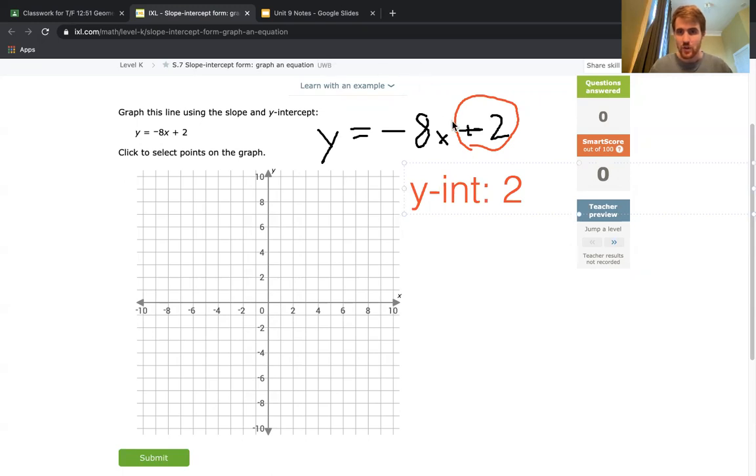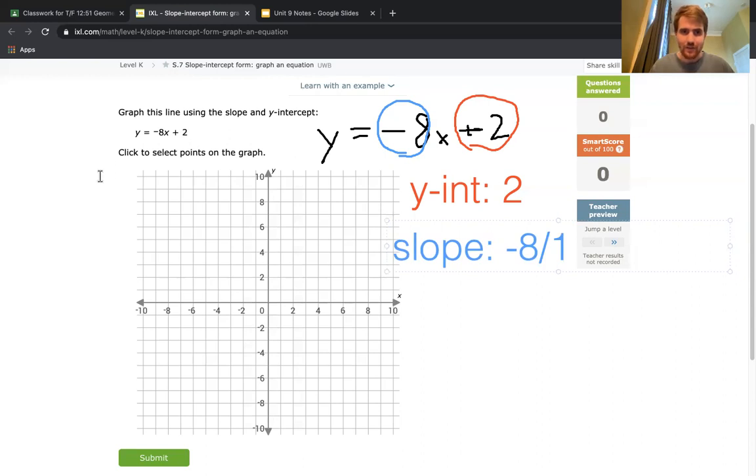And let's find the slope. Let's find the slope. That's the number with the x, negative 8. So we'll go ahead and say that the slope is negative 8. Now we want to write it as a fraction, so we're going to write this as negative 8 over 1.